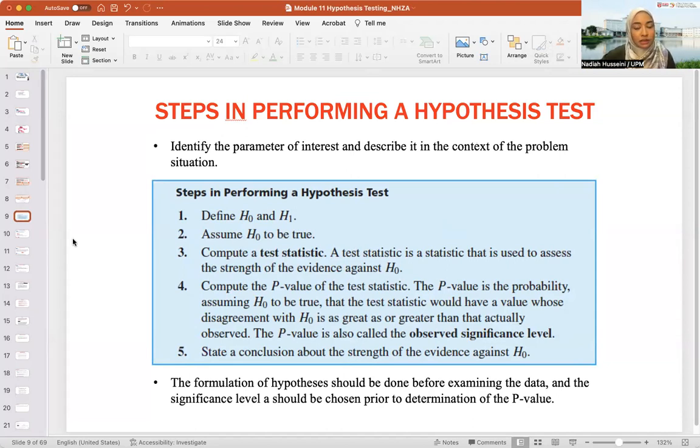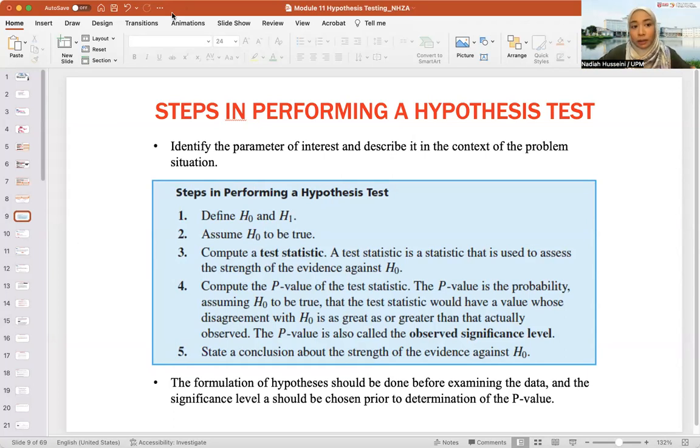in performing hypothesis testing. First, you need to know what your null hypothesis is and also what your alternative hypothesis is. But before you can identify your null hypothesis and your alternate hypothesis, you need to know, once you have your data, what parameter are you observing or what parameter are you interested in? Let's say you have a problem. The problem has certain parameters. Which parameter are you looking at to form your hypothesis? You have to pick one.